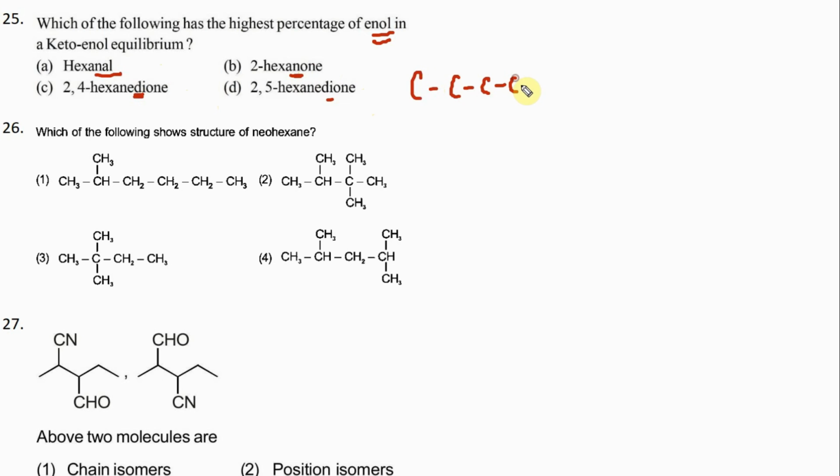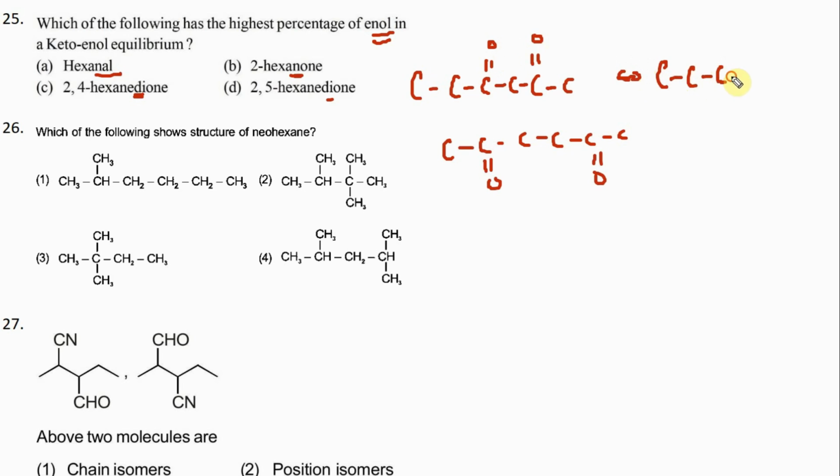Hexane-2,5-dione, carbons 1 2 3 4 5 6. Now we can do the keto-enol tautomerism. The double bond O can become OH. I have a conjugated double bond and also intramolecular hydrogen bonding. Here, intramolecular hydrogen bonding is not possible. So this is going to be this.